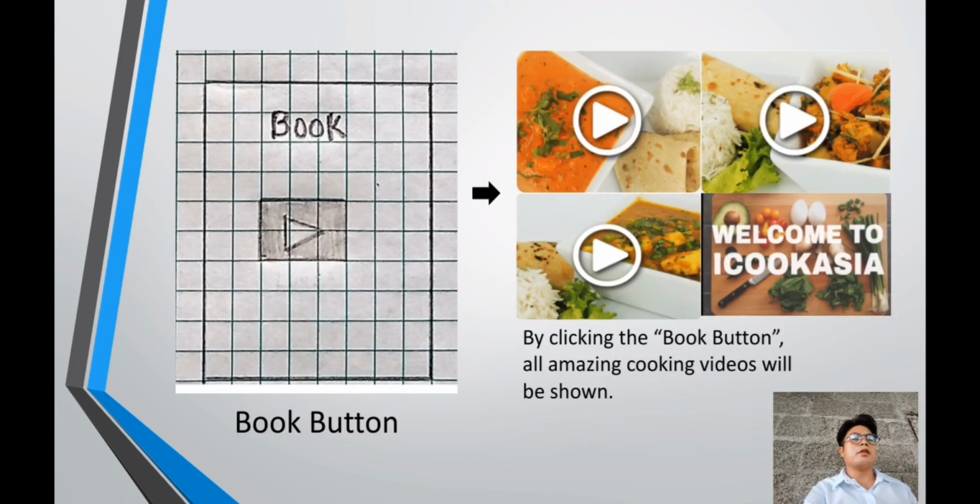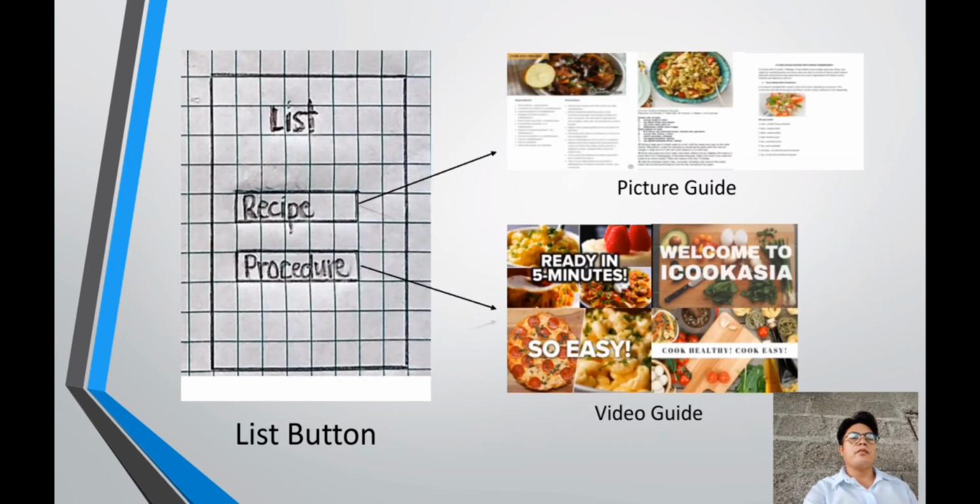Next is the book button. In this button, all amazing cooking videos will be shown that correspond to the nationality option button that you have selected. Next is the list button. By clicking the list button, you will see two buttons at the center, the recipe button and the procedure button.